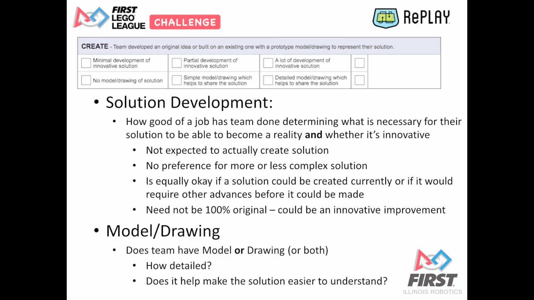Finally, remember, as I said before, teams are not expected to actually make it. They are not expected to have working prototypes. Teams with a detailed drawing or model would score just as highly in this section as a team with a functioning prototype. But again, they are looking specifically for some sort of drawing or model this season.